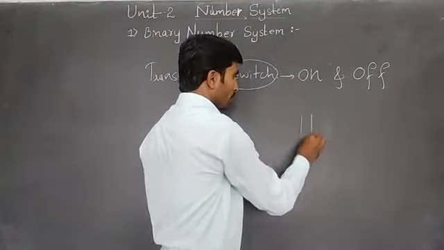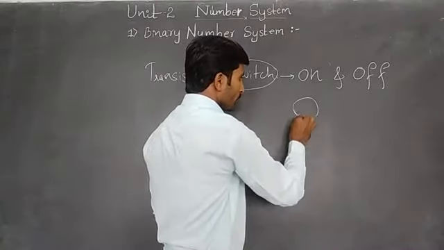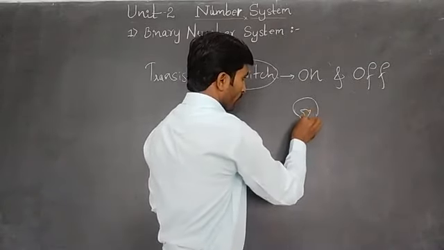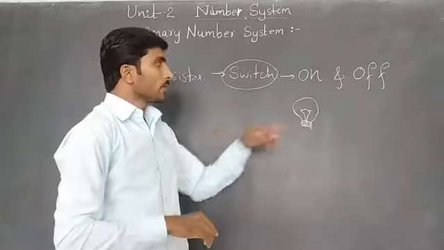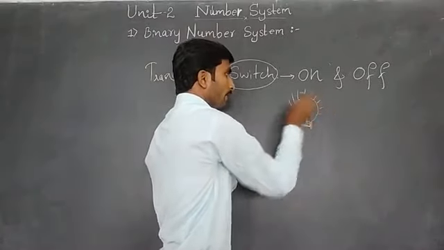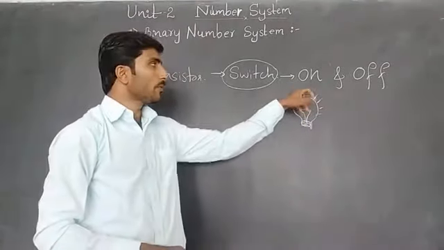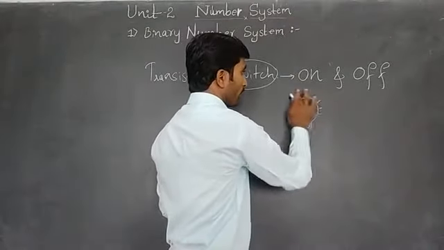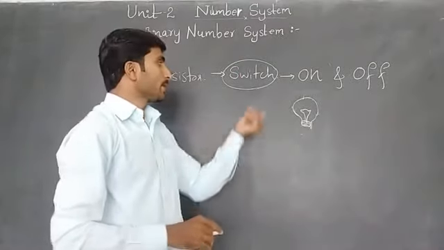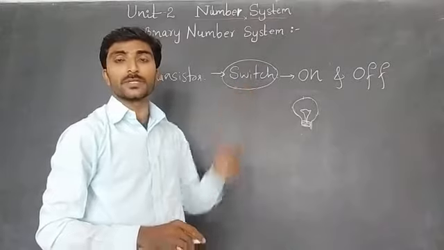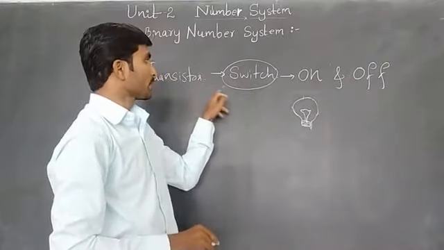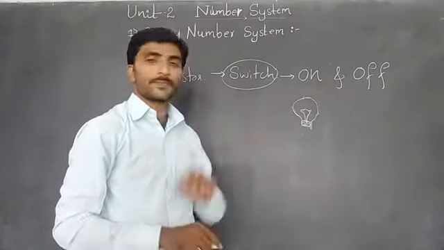For example, assume there is a bulb like this. When you switch on in your home, the bulb is on. When the switch is off, the bulb remains off. That is the use of a switch, the common thing you already know. But how does it work in a computer processor? As I told you, there are two states in the transistor switch, one is on and one is off.